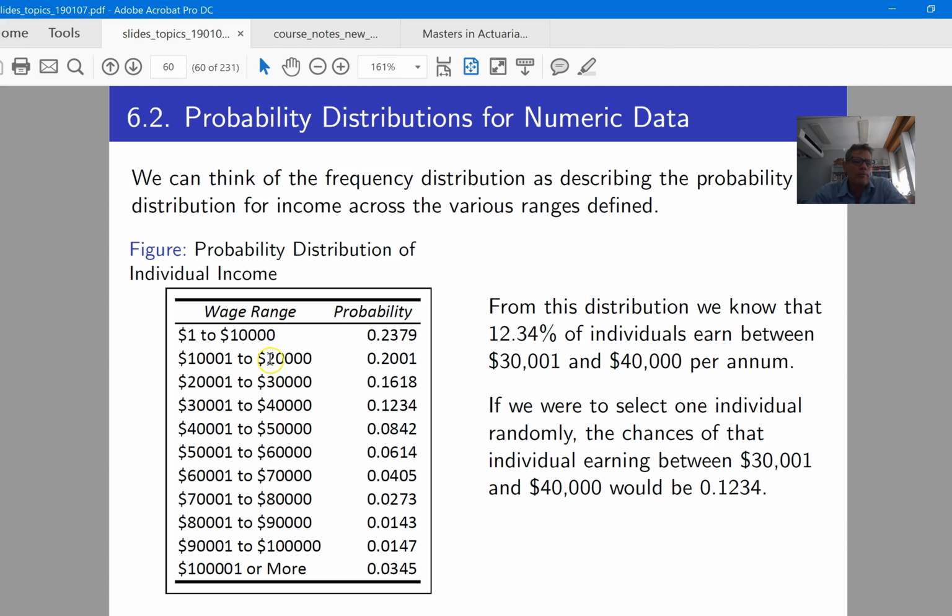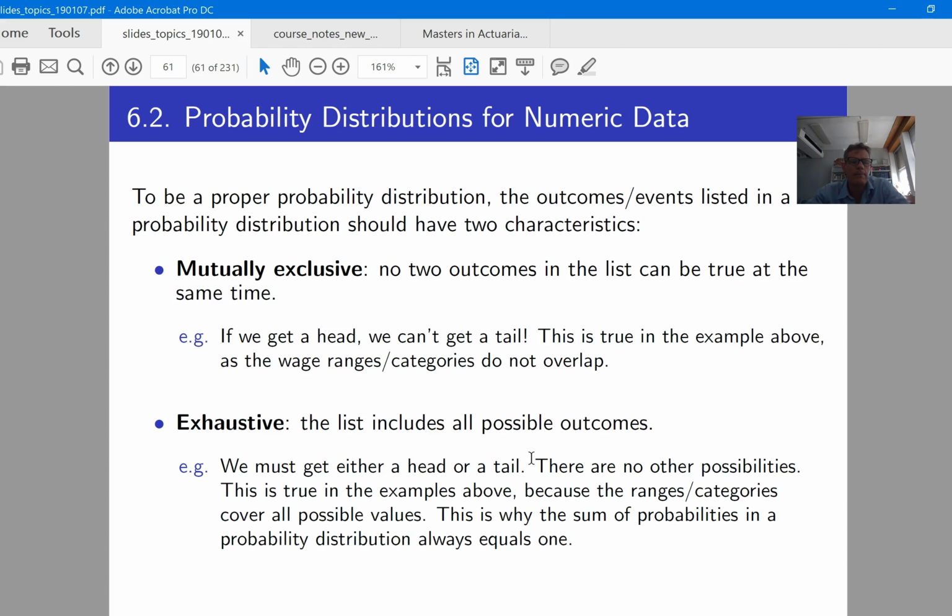It may not be the case if, for example, I said more than 90,000 here, more than 100,000 here. In that case, a person could be in both categories. So that would not be a valid probability distribution. In this case, no problem. Clearly mutually exclusive. You can't be in more than one category.